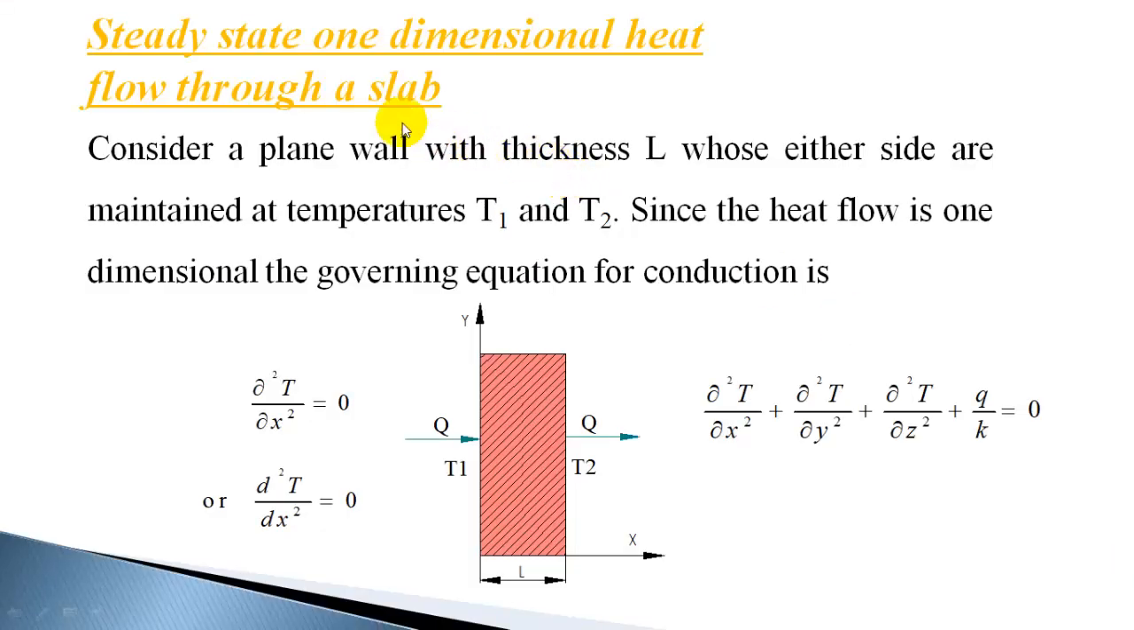Now, to find the steady-state one-dimensional heat flow through a slab, consider a slab with thickness L and temperature T1 on the left side and T2 on the other side. So we have a constant temperature boundary condition on either side of the slab.